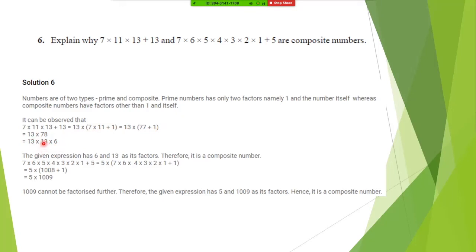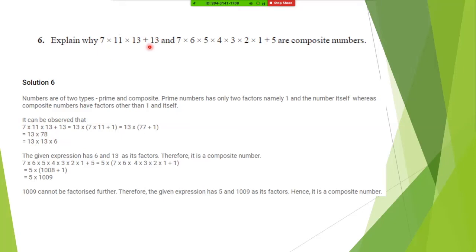13 is also there, which are two prime numbers, but 6 is also a composite number there. There is another factor. So there are two different factors. Can we say that this whole thing is a prime number? No, we cannot say that this is a prime number, because we have a prime number along with a composite number also as its factors. So the whole first part becomes your composite number.